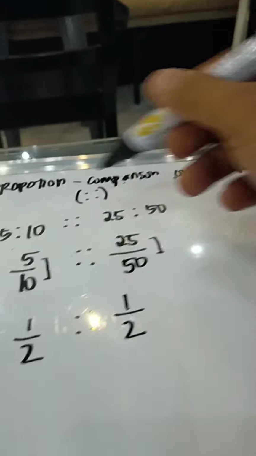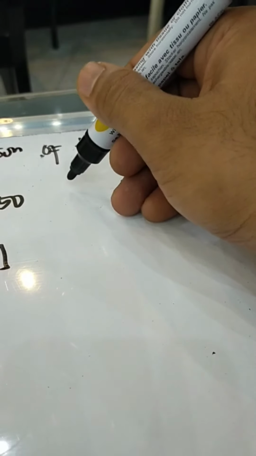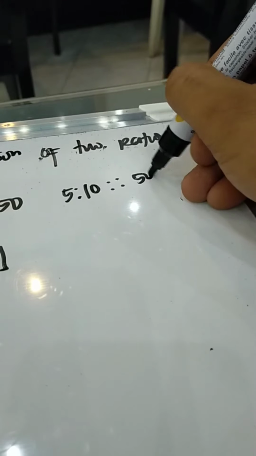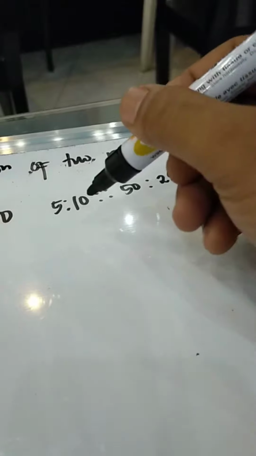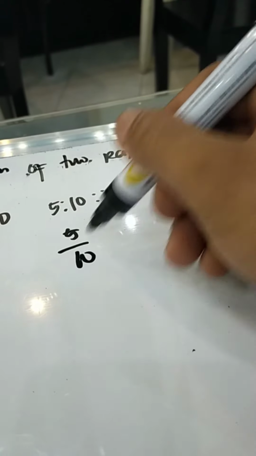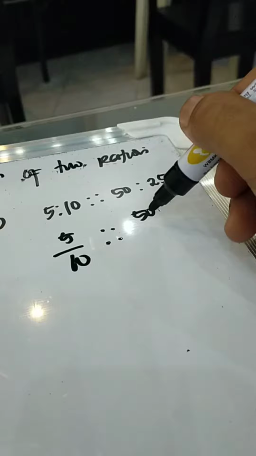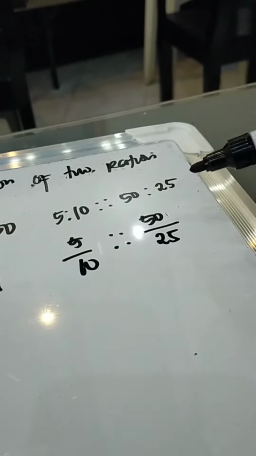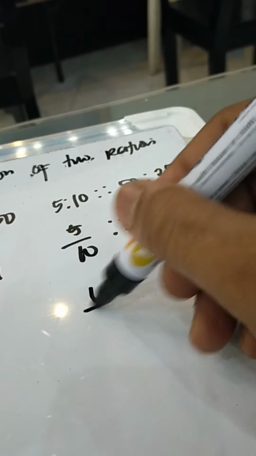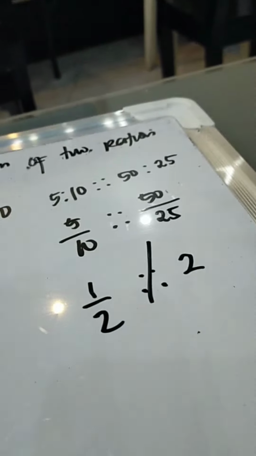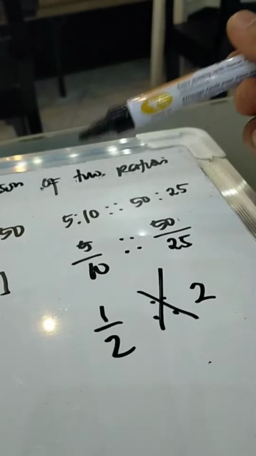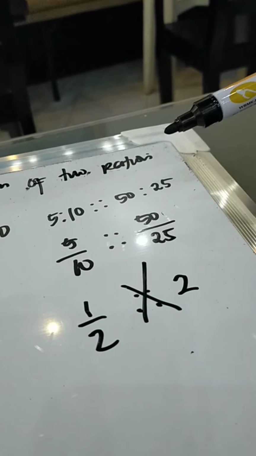Tapos, importante na magkasunod-sunod yung quantities kasi kung hindi sila magkasunod-sunod ay magiging disproportion siya. For example, let's jumble this 5:10 is to 25:50. So for example, ginawa natin yan na 5:10 is to 50:25. So kapag kinonvert natin yan into fraction, we have 5/10 is to 50/25. And when we simplify that, we have 1/2 is to 2. So that is not proportion. So dapat magkakasunod yung ating arrangement ng numbers.